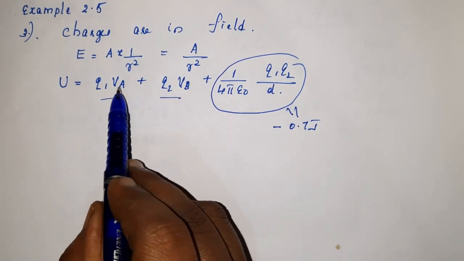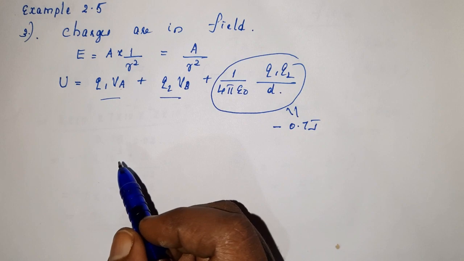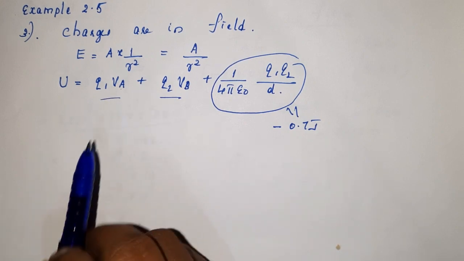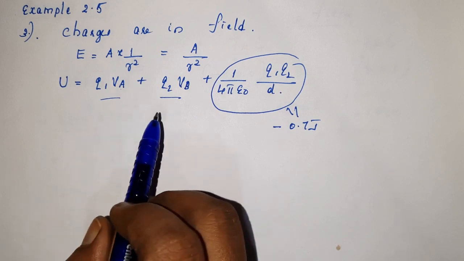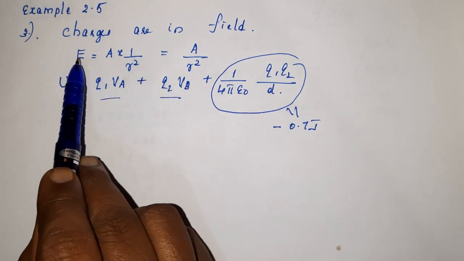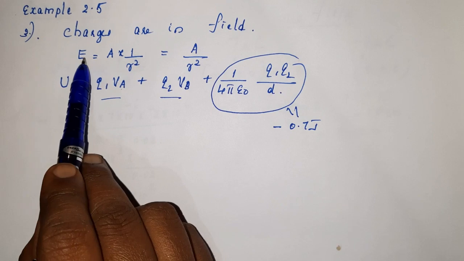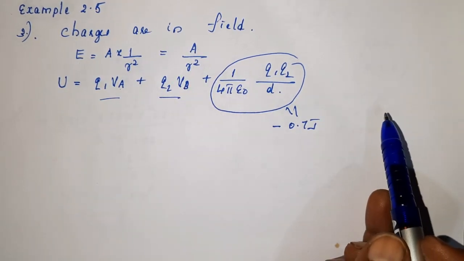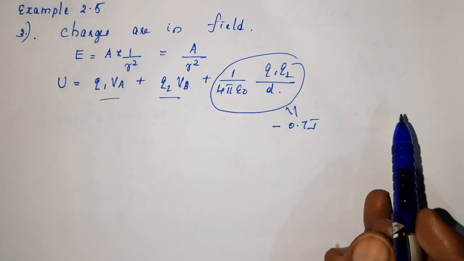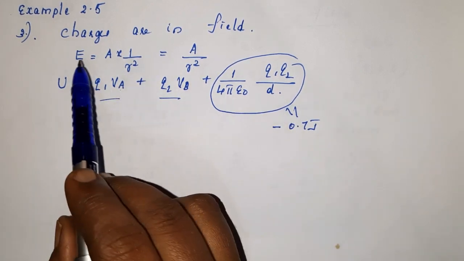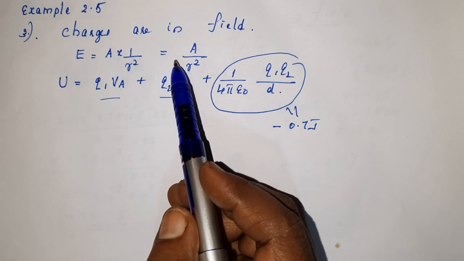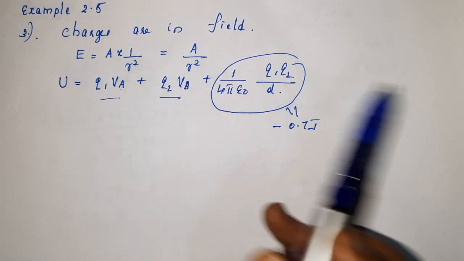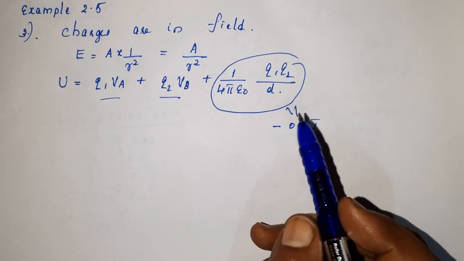But look in the question, VA and VB, are they given? No. So that is the first thing. You need to find V. What is VA and VB? To get V, only one piece of information we have, that is E is equal to A by r square, where A is a constant, its value is given in the question. So first of all, we should find the expression for V, and by substituting for r, we can get VA and VB. That's what we need to do.